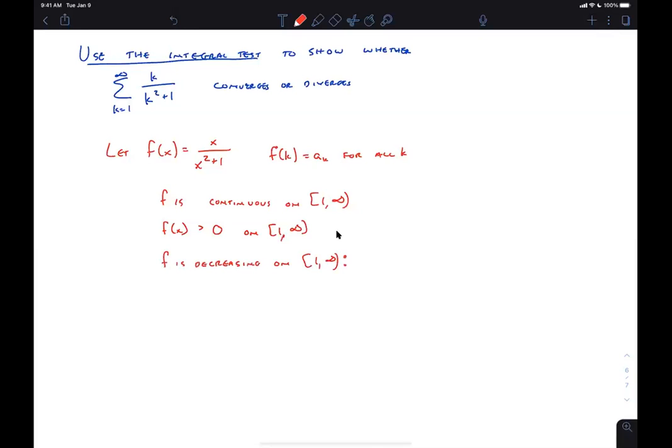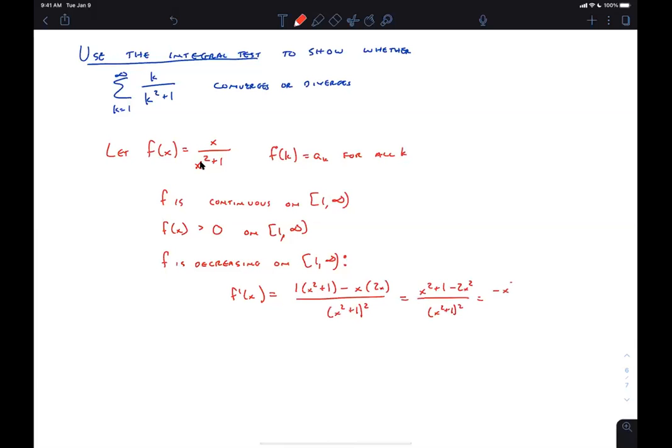And so we're going to go ahead and say it. And then the way we prove it is we say f prime of x, and we try to prove that the derivative is negative. The derivative is the quotient rule, so it's the derivative of the top times the bottom minus the top times the derivative of the bottom over the bottom squared. Well, that's x squared plus 1 minus 2x squared over x squared plus 1 squared.